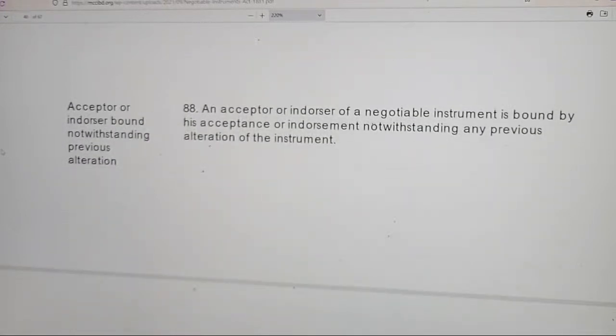Acceptor or endorser bound notwithstanding previous alterations. 88. An acceptor or endorser of a negotiable instrument is bound by his acceptance or endorsement notwithstanding any previous alteration of the instrument.